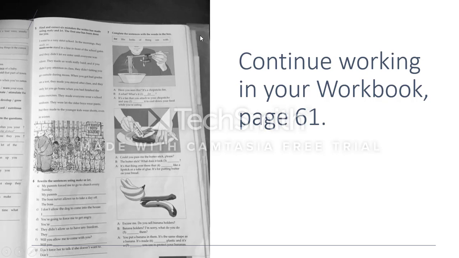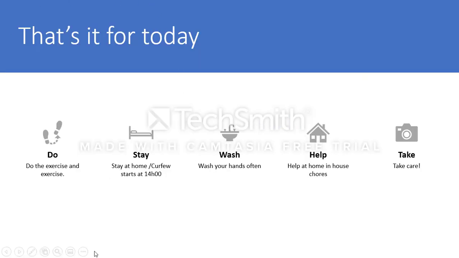And this is basically the end of the unit, what we have been writing. So in the next days we will be doing exercises. You will be doing exercises to practice because we have to start the next unit. So that's it for today. Do the exercise and exercise yourselves.